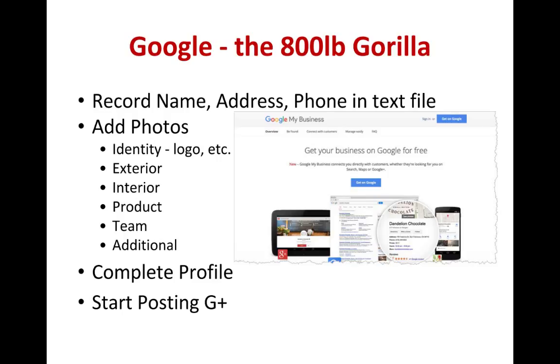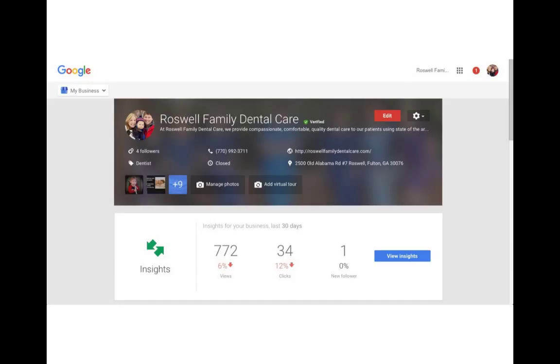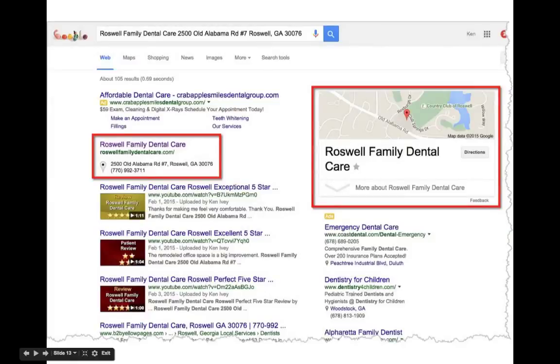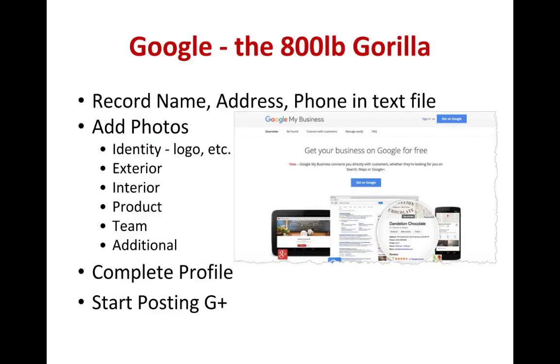Google is the biggest, baddest search engine, and you really want to make sure that your directory listing there is right. So when you go to Google, make sure that your name, address, and phone is saved somewhere in a text file, like in a notepad file, so you can use this later. I'm going to go back to this. And so you can see that their name is Roswell Family Dental Care. Their phone number is right here. Their address is right here. You want to use this information exactly as it is in Google and throw that into a text file so you can use it later for other directories.